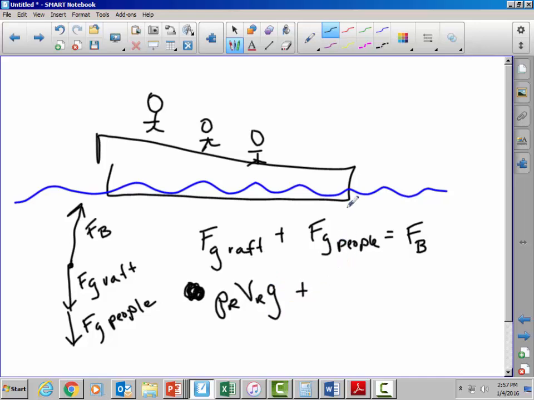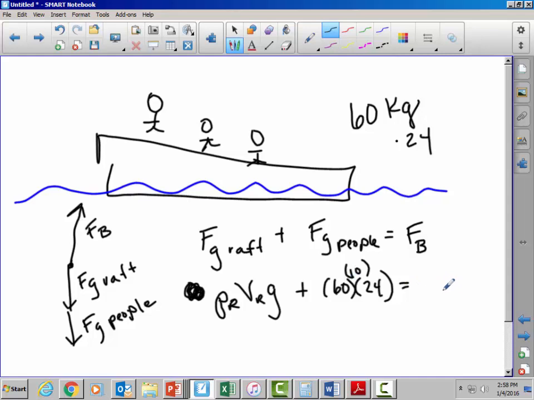Now the weight of the people, they're already telling us each one weighs 60 kilograms, and we're going to use 24 of them. I won't get on the raft with you guys. I'll let you survive. Okay, so we know that, times 10. Mass times gravity times the number of students that we have, which is 24, and that will give us the total weight of the people on the raft.